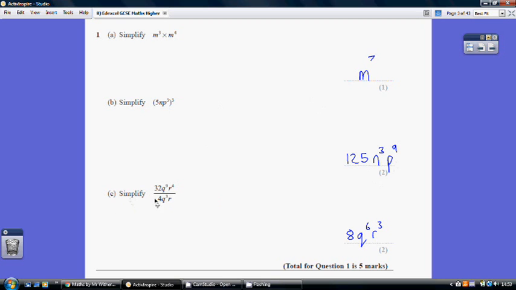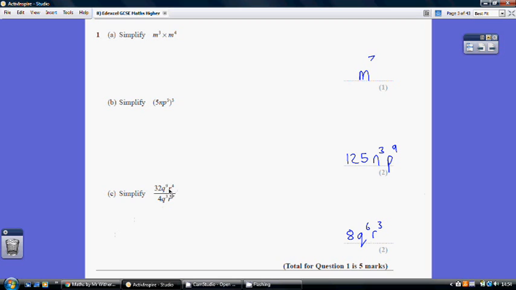Now in part C, we just work our way along, dividing the normal numbers, then dividing the q's, then dividing the r's. So 32 divided by 4 is 8. Now q to the power of 9 divided by q to the power of 3. When we're dividing, we subtract the powers. 9 take away 3 is 6, so q to the power of 6.